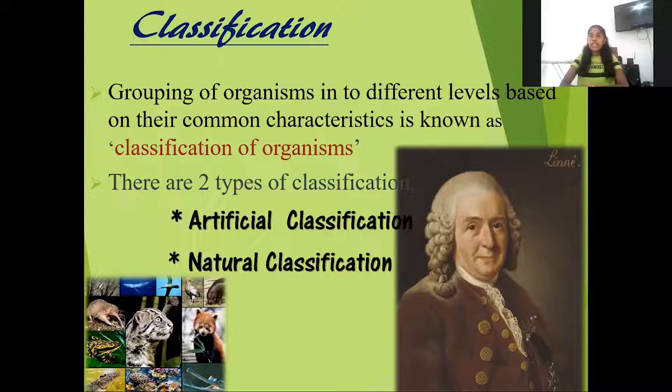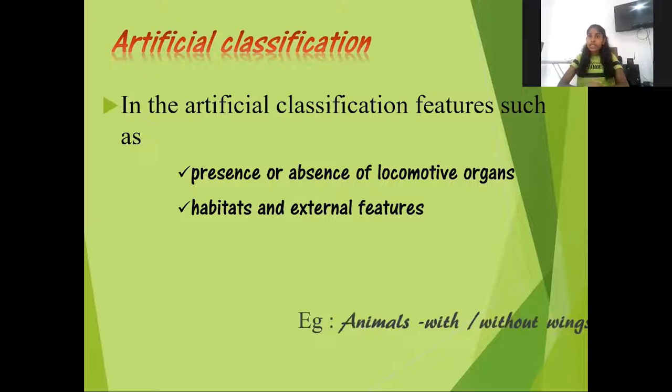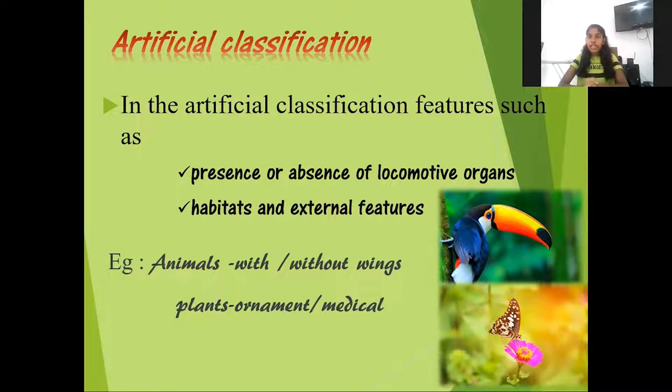Then I talk about artificial classification. In artificial classification, features such as presence or absence of locomotive organs, habitats, and external features are considered. Examples of artificial classification: animals can be grouped as with wings or without wings. Plants can be grouped as ornamental, herbal, and poisonous plants.